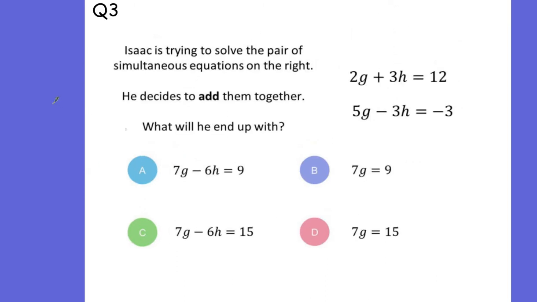Question number 3. Isaac is trying to solve the pair of simultaneous equations on the right. He decides to add them together. What will he end up with? By adding them together, he's removing h, this variable here. What will he end up with?